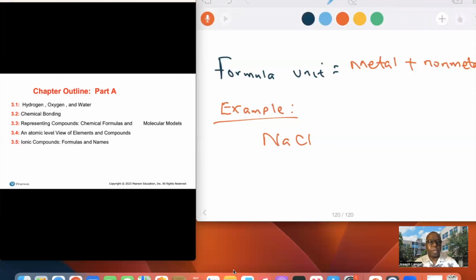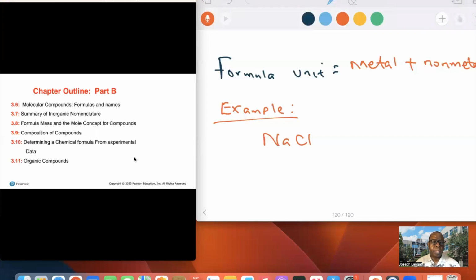And lastly, ionic compounds in section 3.5. I'll leave section 3.5, I mean part B, I'll explain later on when we get to part B.